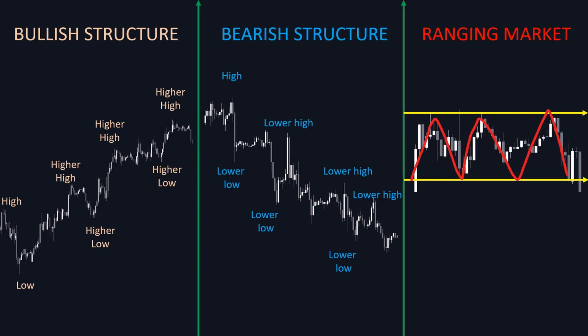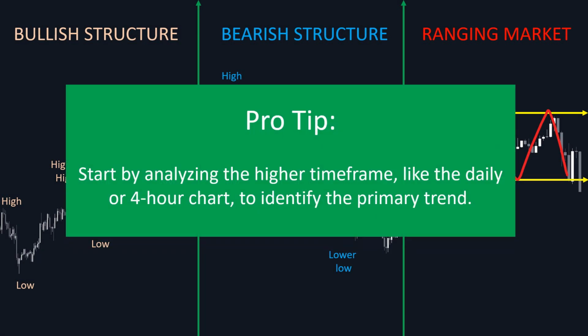Traders can identify consolidation zones by observing price moving within a defined range or channel, and they should remain cautious, waiting for a breakout or other confirmation before entering a trade. Pro tip: start by analyzing the higher time frame, like the daily or 4-hour chart, to identify the primary trend.